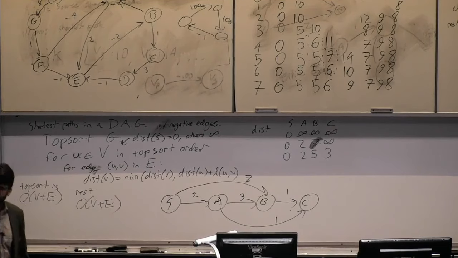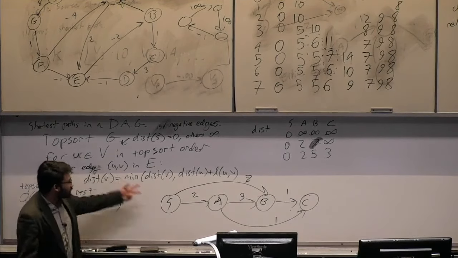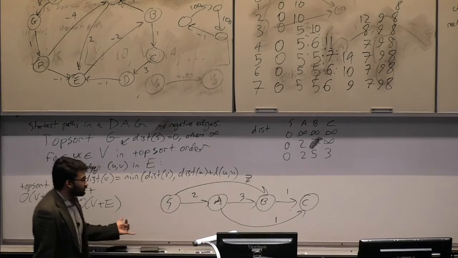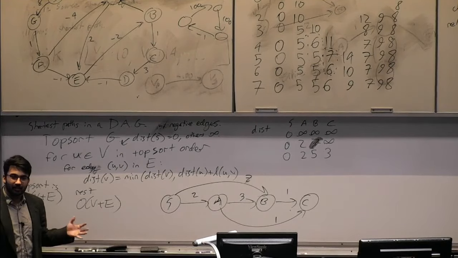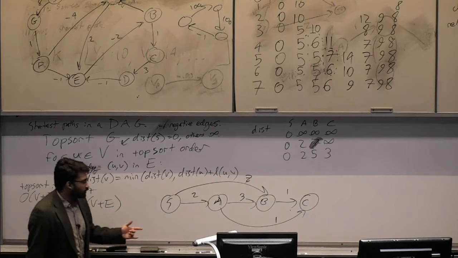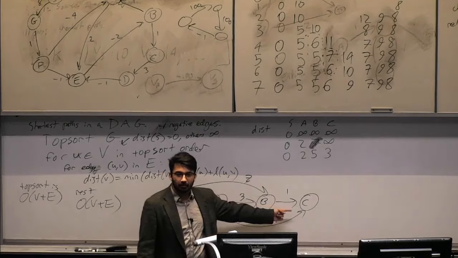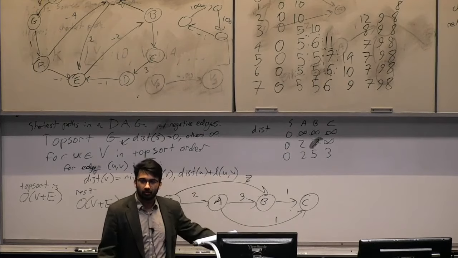We agree? In the first loop, there's 1, 2, 3, 4, 5 edges, and there's 4 vertices. So it's not going to take five times 4 steps. It's going to take 2 steps, then 2 steps, and then 1 step. And that's going to sum to the number of edges.